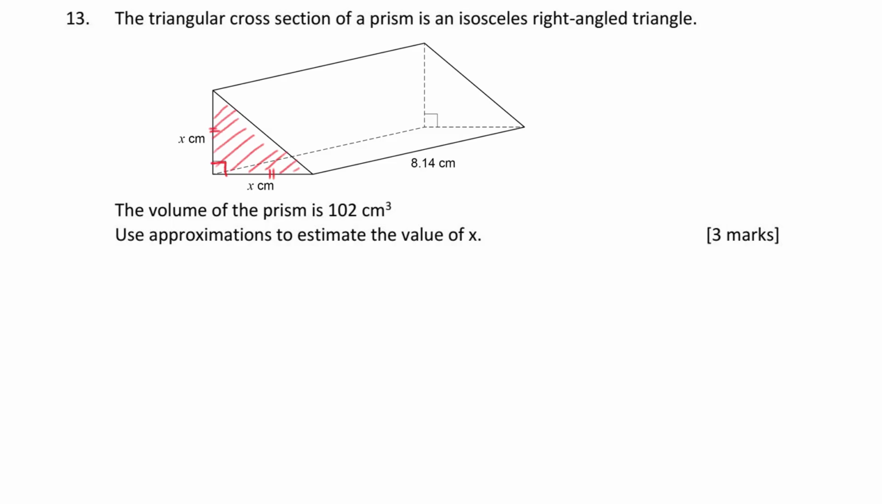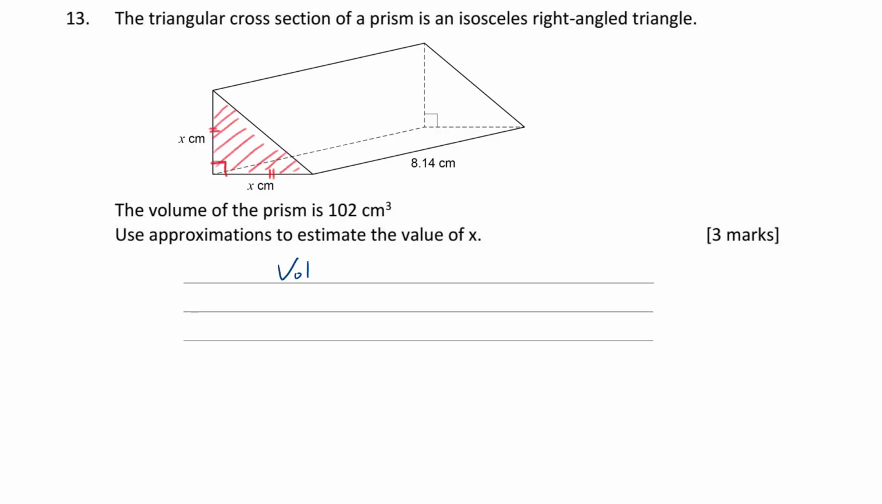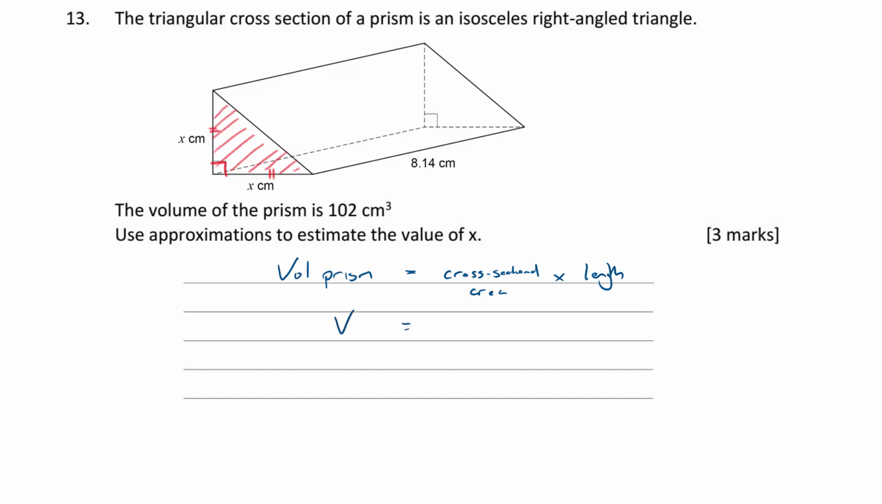The volume of a prism is given by the formula cross-sectional area times its length. Now in this case the cross-section is an isosceles triangle, which we can work out the area of by multiplying half times its base, which is x, times its height, which is x squared, and then times that by the length.